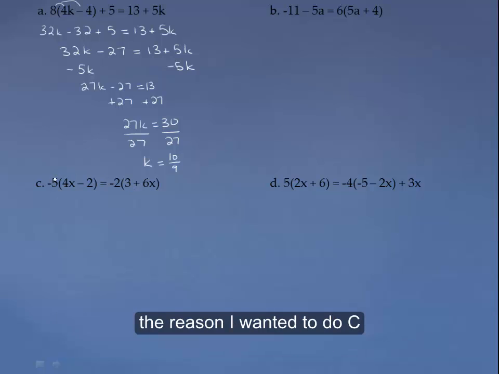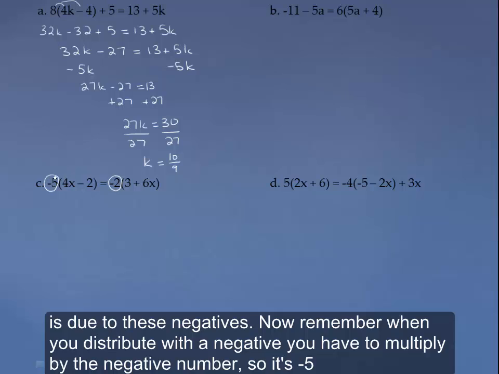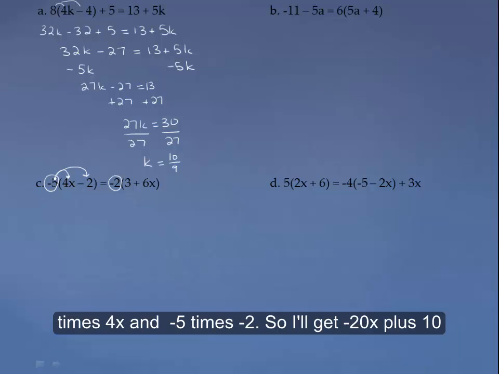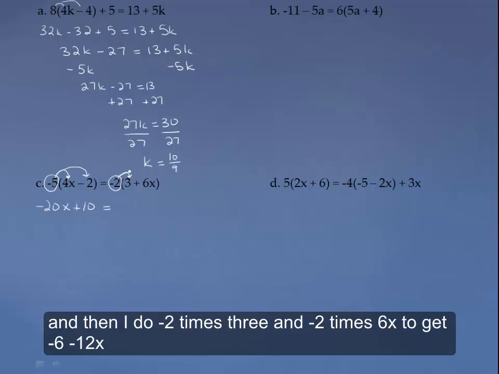The reason I wanted to do C is due to these negatives. Now remember, when you distribute with a negative, you have to multiply by the negative number. So it's negative 5 times 4x and negative 5 times negative 2. So I'll get negative 20x plus 10. And then I do negative 2 times 3 and negative 2 times 6x to get negative 6 minus 12x.